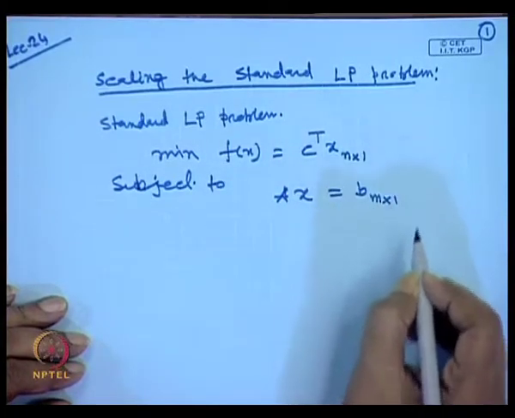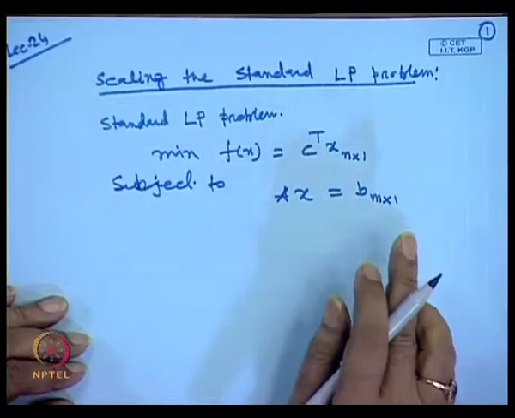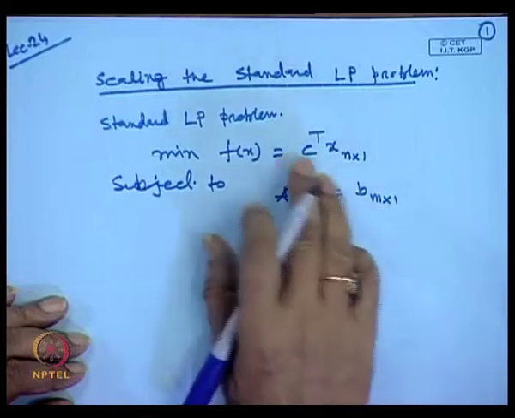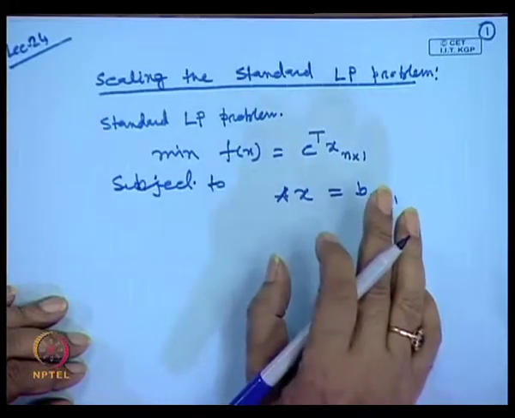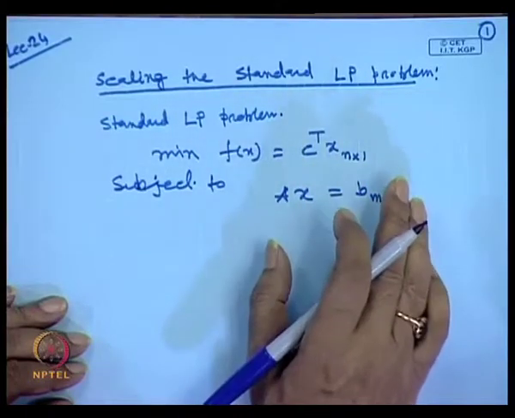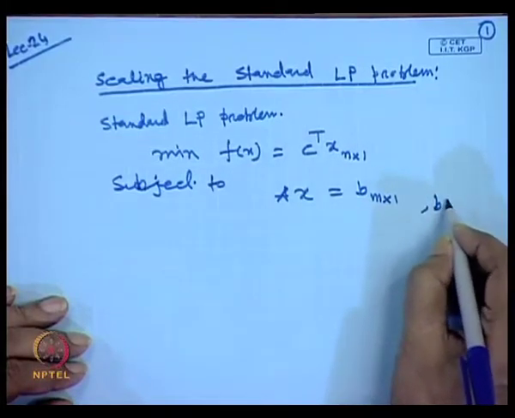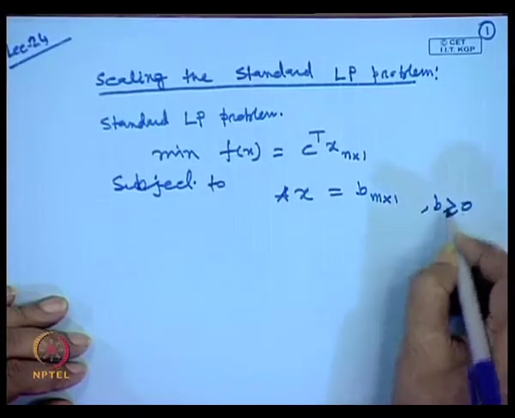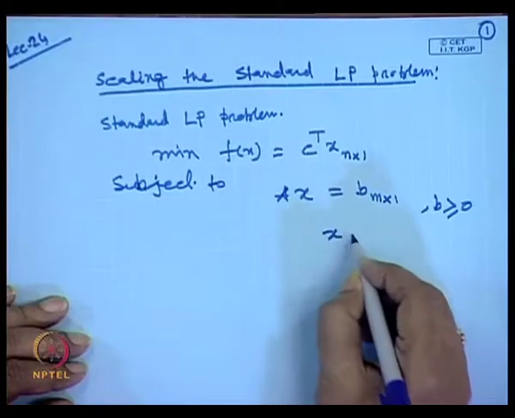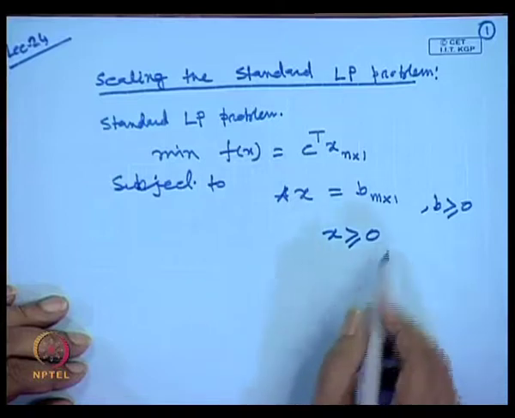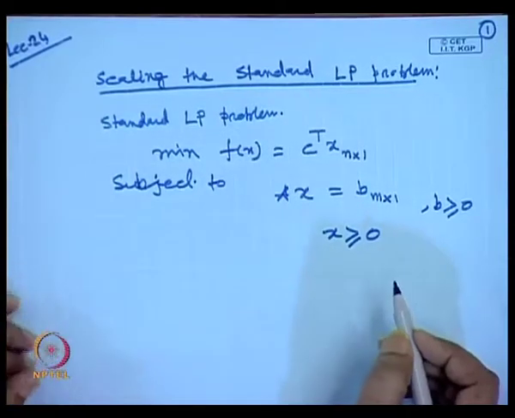b is the vector of equality constraints. Even if the original problem has an inequality constraint, we know how to convert it into an equality constraint by introducing slack variables, surplus variables and artificial variables. So, we know these things. In the standard LP problem, b is greater than or equal to 0, and each element of x is greater than or equal to 0. So, this is our standard LP problem.